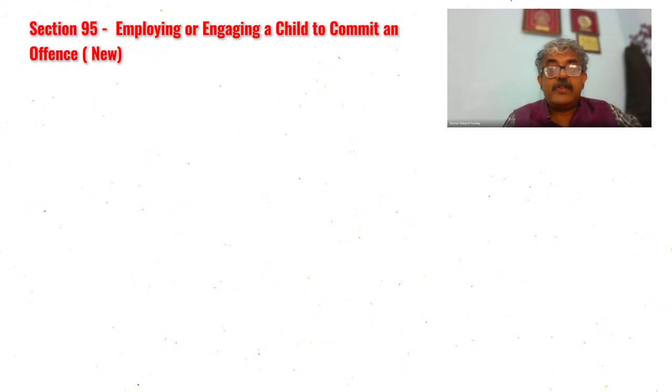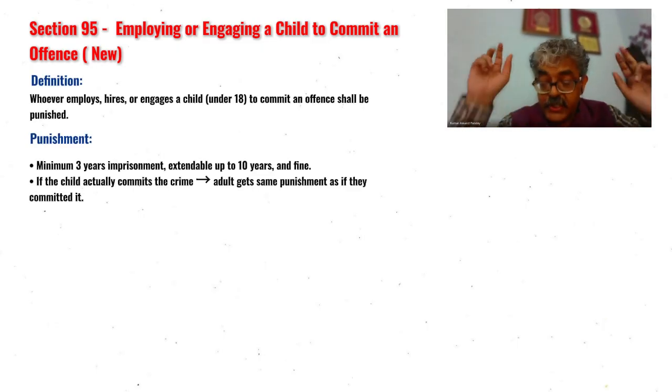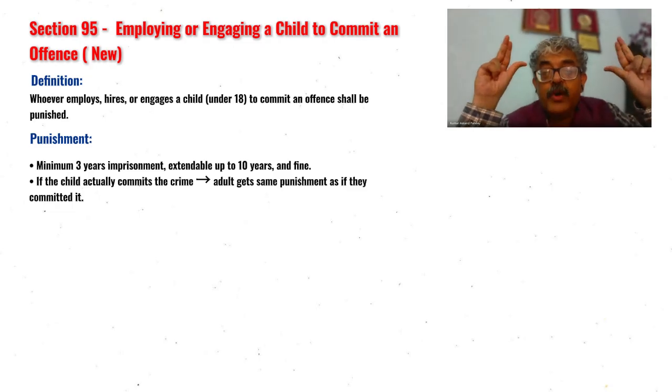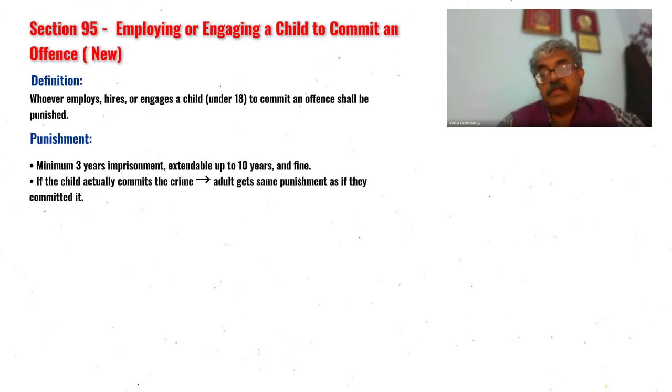So an offense which was not part of the Indian Penal Code but is now in the BNS is Section 95, which is a new addition and punishes hiring, employing, or engaging a child to commit an offense. In the recent past, several cases have been noticed where adult handlers would be engaging children.